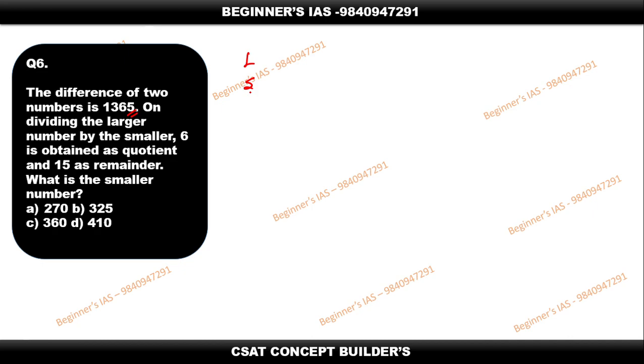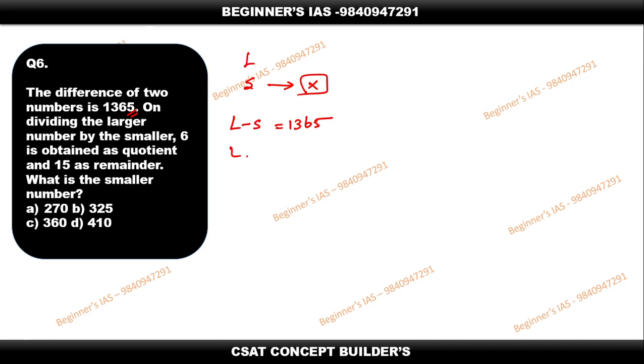First of all, you need to check with the larger number and a smaller number. When the larger number is divided by the smaller number, 6 is obtained as the quotient and 15 is obtained as the remainder. What is the smaller number? Here, I don't know the smaller number, so I am just taking it as x. What is the larger number? The difference between the numbers, right? L minus S is equal to 1365.